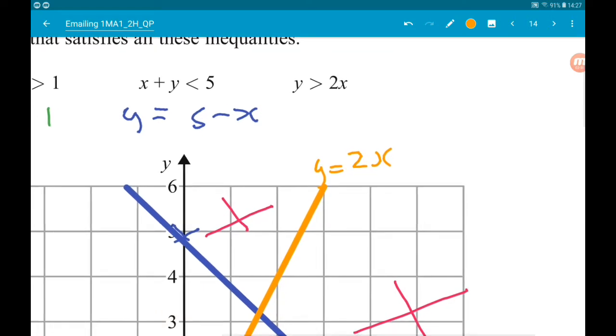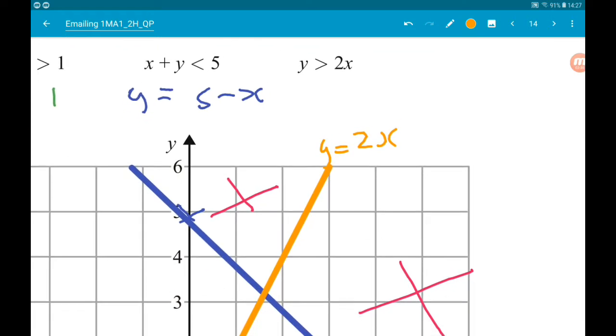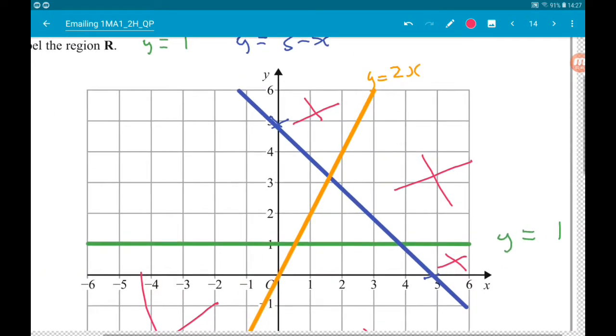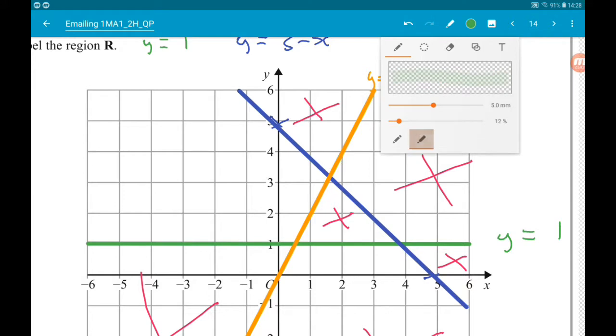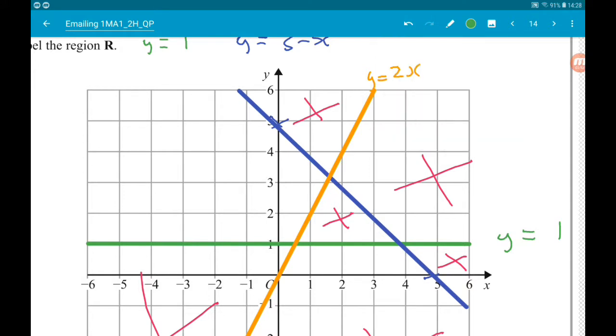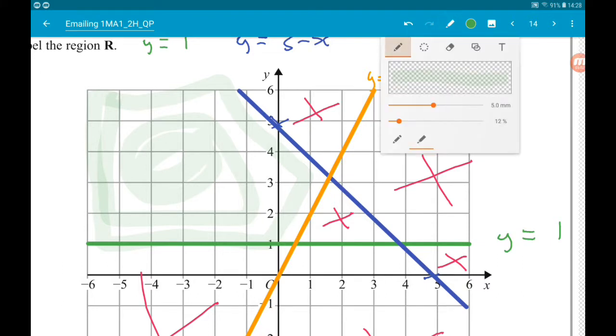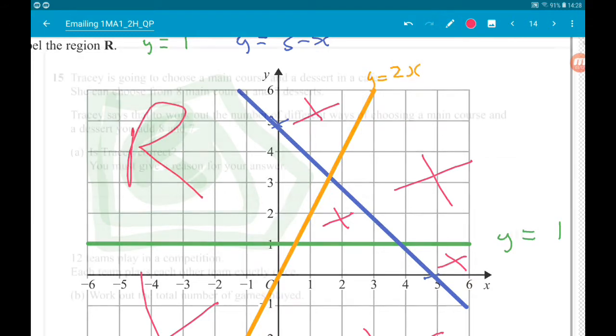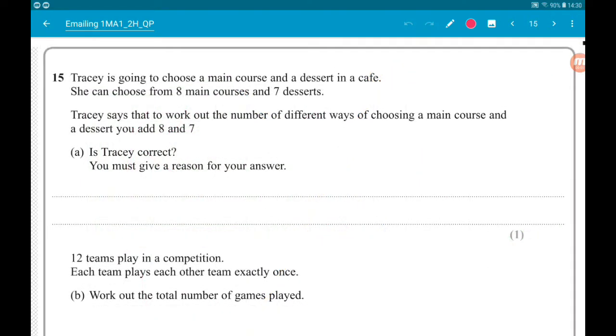Now we want y to be greater than 2x, so that means above the orange line, so we don't want that part there. And now we are left with the region that we want. Now don't forget to label it R. Cool.